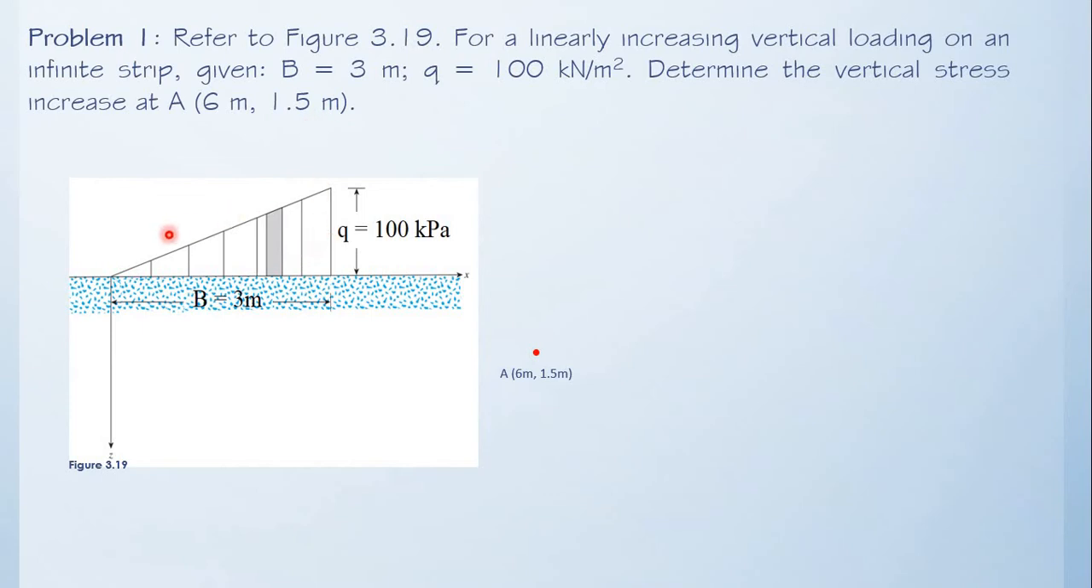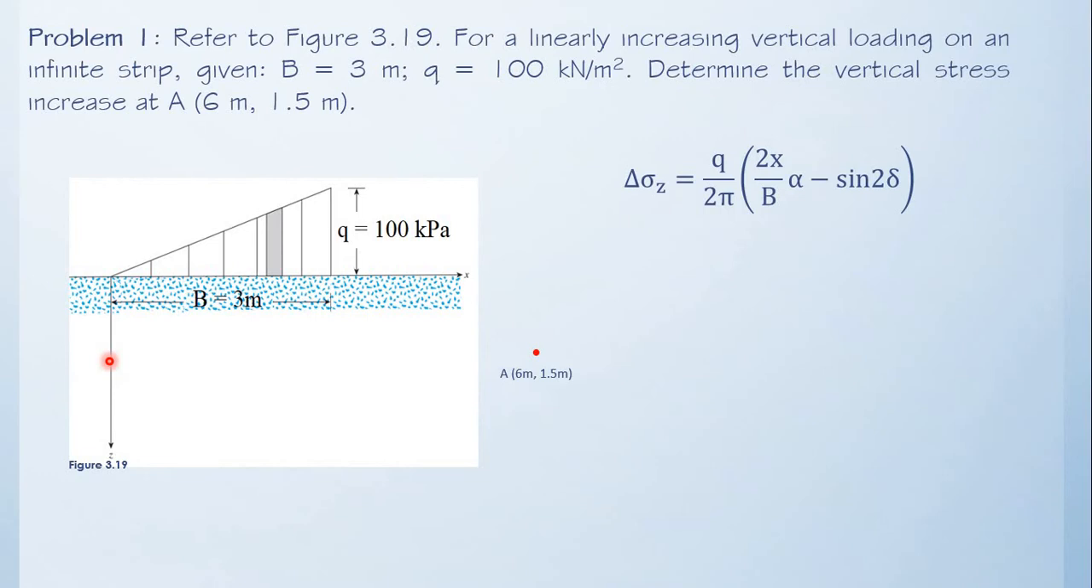So 6 meters is the horizontal distance, 1.5 meters is the vertical distance. So again, we have here a linearly increasing vertical loading. The width B is given to be 3 meters. The Q is 100 kilopascal. And then we want to know the effect of this loading at a certain point that is 1.5 meters below the ground surface and 6 meters from the minimum magnitude of the loading.